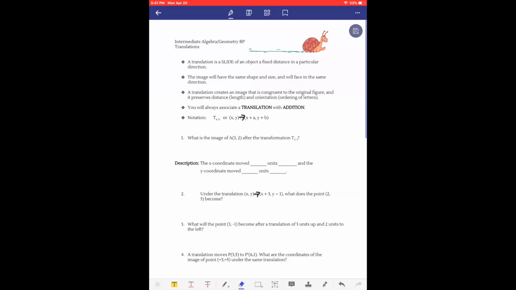Today we will learn about transformations. There are 4 different types of transformations we will learn about. They are translations, reflections, rotations, and dilations. Today we will be focusing on translations.